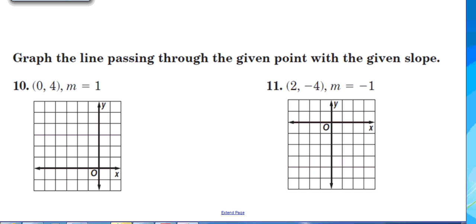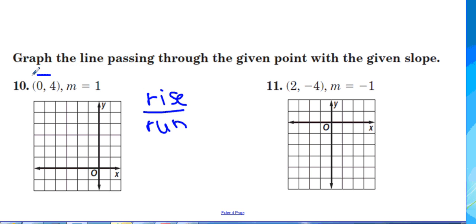Okay, further down on your 2-3 skills practice page, we're going to look at example number 10 and 11 together. On this page, we are given an ordered pair, and we're given the slope of the line. So we're going to come up with the graph for this line using our slope, and keeping in mind that slope is always going to be found using our rise over run.